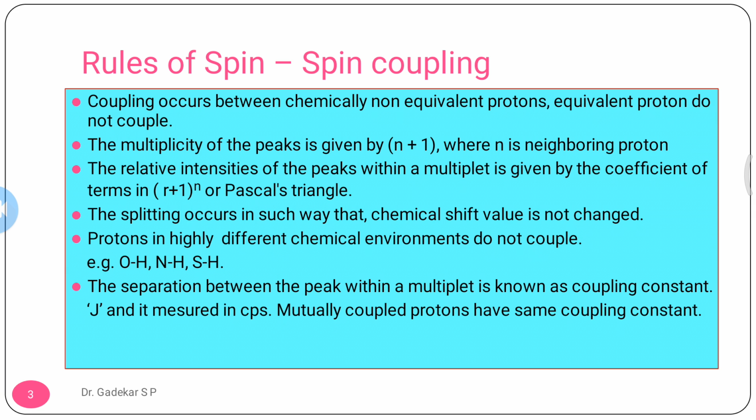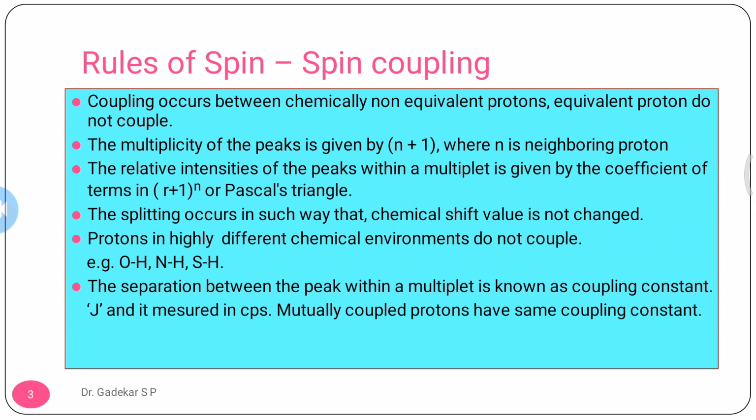Next are the rules of spin-spin coupling. There are a few rules for the splitting pattern or spin-spin coupling pattern. First rule: coupling occurs between chemically non-equivalent protons only. If they are chemically equivalent, there is no spin-spin coupling. So coupling occurs between chemically non-equivalent protons.